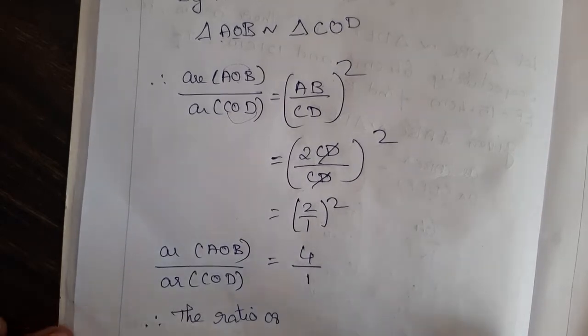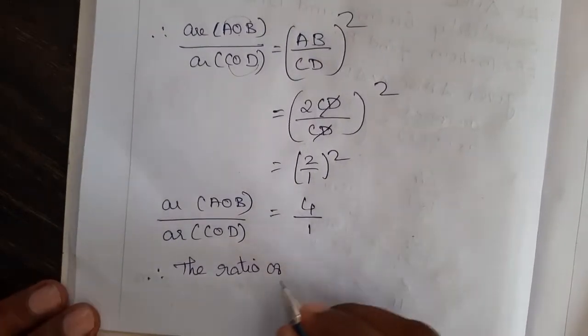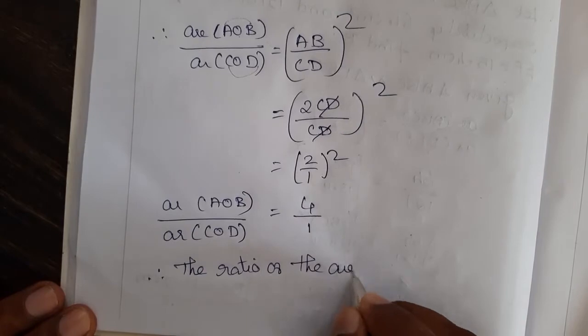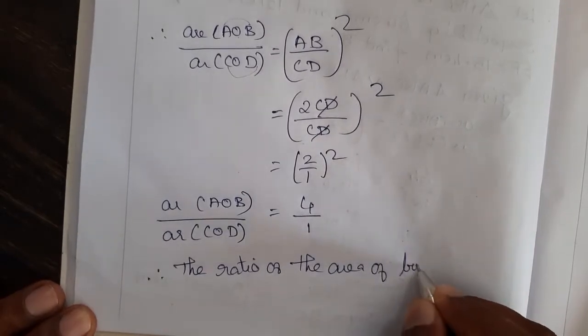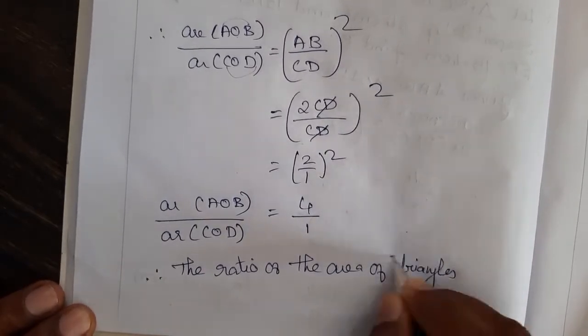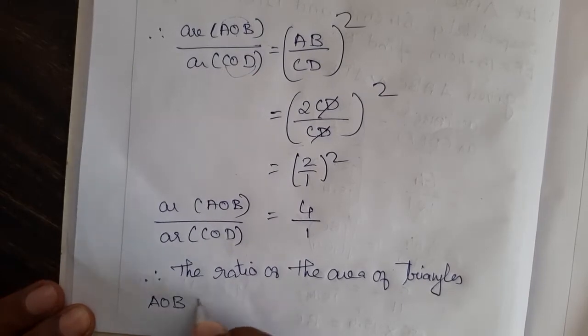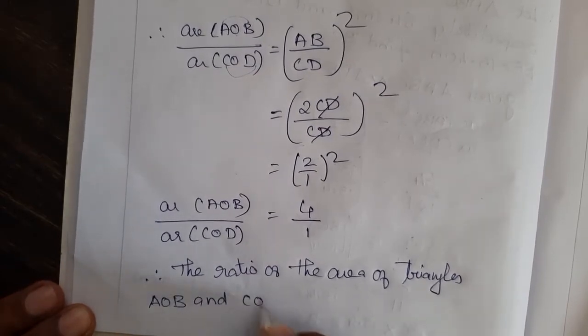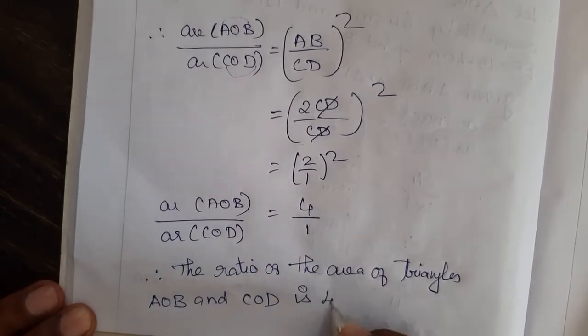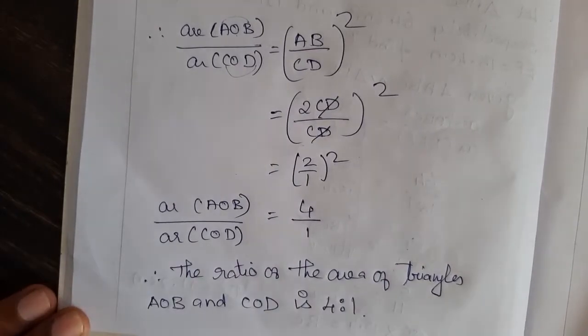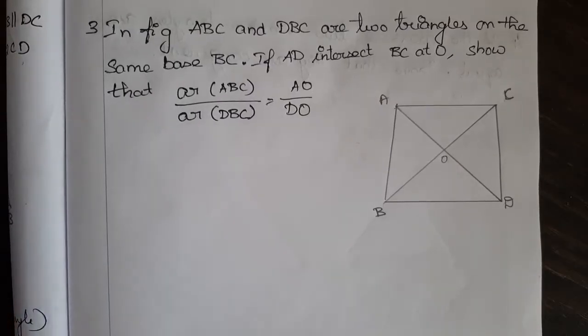The ratio of the areas of triangles AOB and COD is 4:1. So here we go for the next problem.